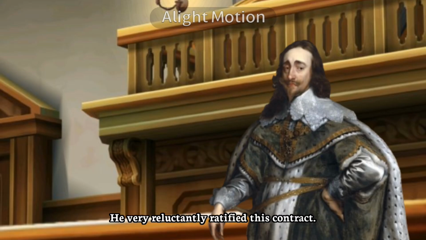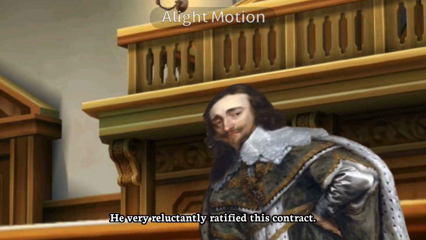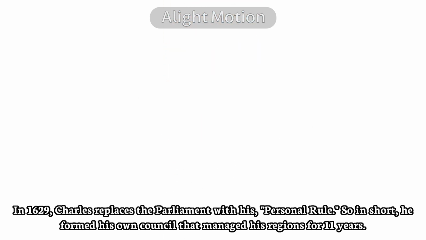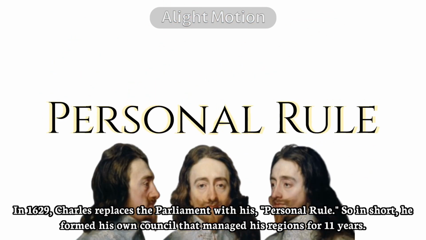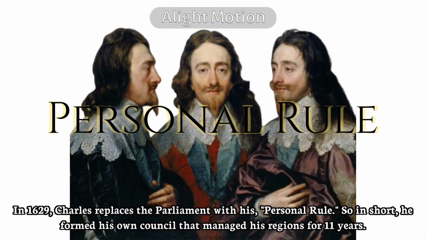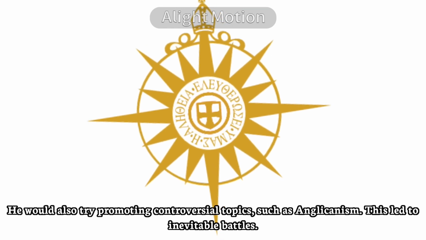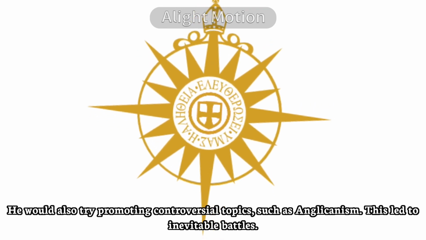He very reluctantly ratified this contract. In 1629, Charles replaces the Parliament with his personal rule, so in short, he formed his own council that managed his regions for 11 years. He would also try promoting controversial topics such as Anglicanism. This led to inevitable battles.